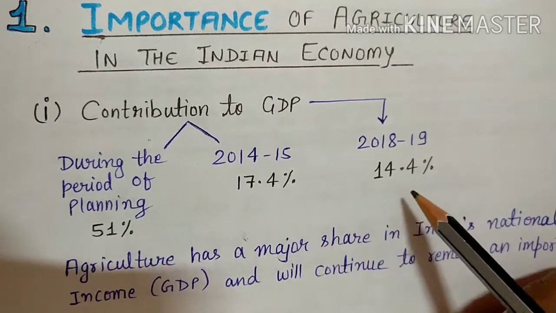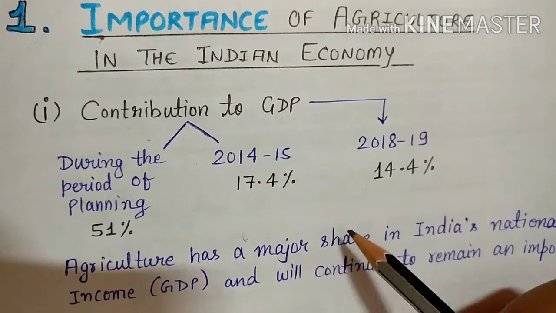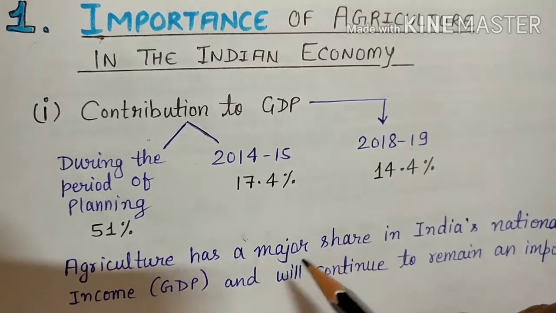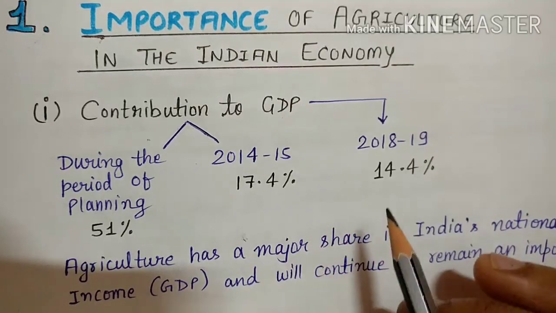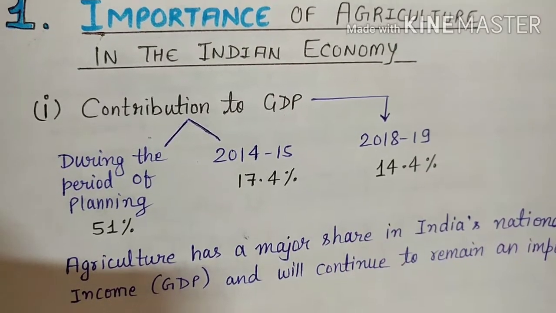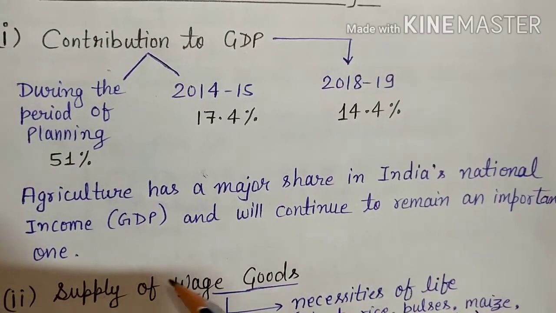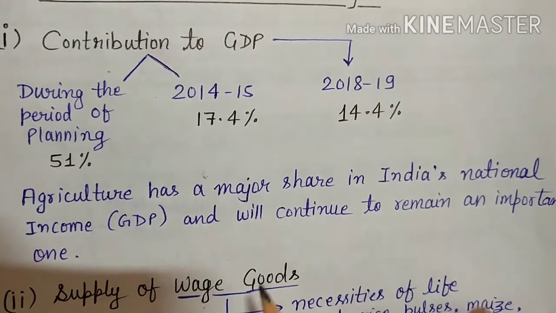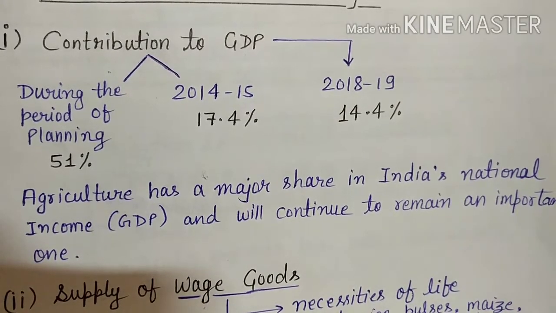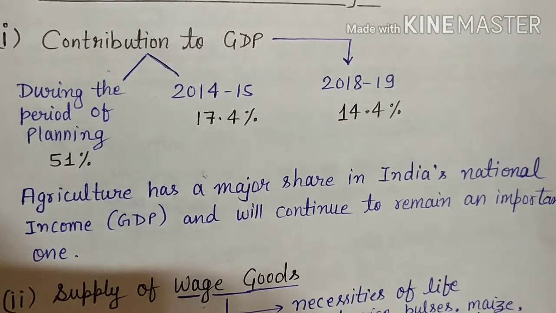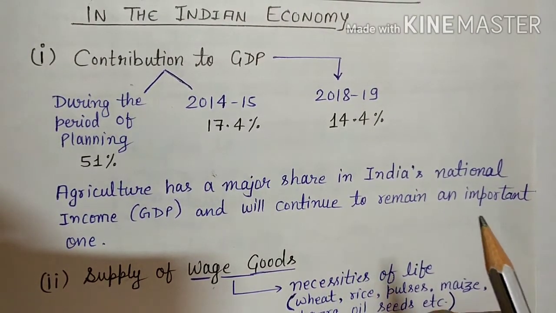Maybe this reducing rate is alarming, but it does not show that we are declining. By observing these rates, we can't deny the importance of agriculture in the Indian economy. Agriculture has a major share in India's national income, or GDP, and it will continue to remain as important as it is right now, because most Indians are engaged in agricultural activities.